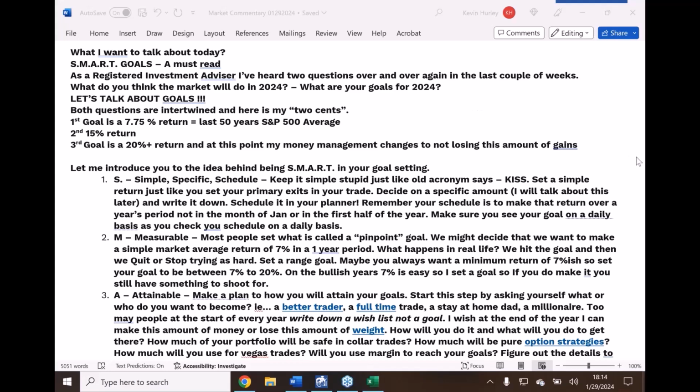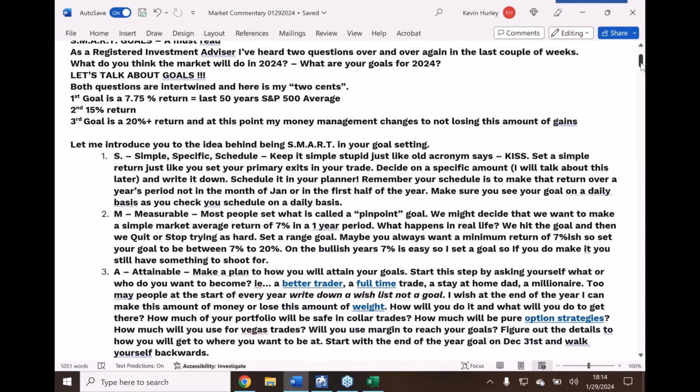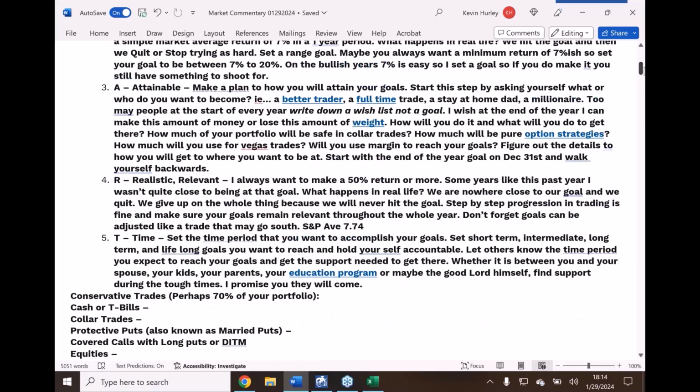Number 3 is attainable. A lot of us create unattainable goals that are not goals, but they're dreams. They're a wish list. They're something that you just want to happen without understanding the effort or the process to get there. Want to be a better trader, want to be a full-time trader, want to be a stay-at-home dad, want to be a millionaire. This is a wish list. It's not a goal. It's not something that's attainable.